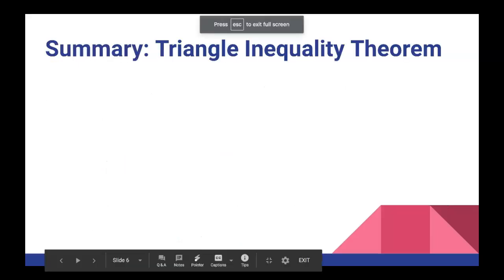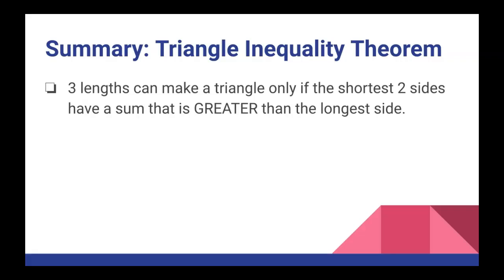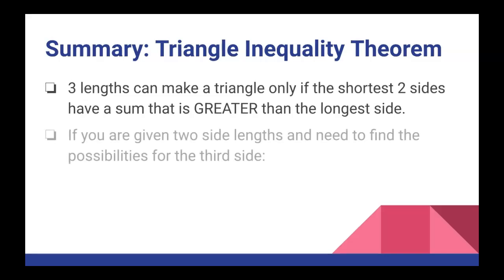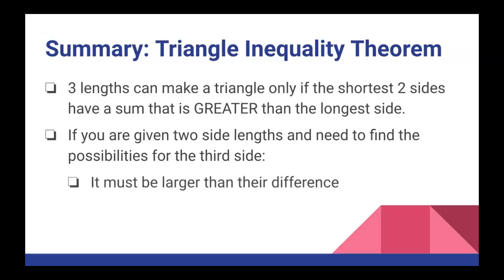Okay, to summarize this, the triangle inequality theorem says that three lengths can make a triangle only if the shortest two sides have a sum that's greater than the longest side. In fact, they always say any two sides have to be a sum that's greater than the other side, but this makes it a little simpler. And if you are given two side lengths and need to find the possibilities for the third side, it's got to be larger than their difference, and it has to be smaller than their sum.